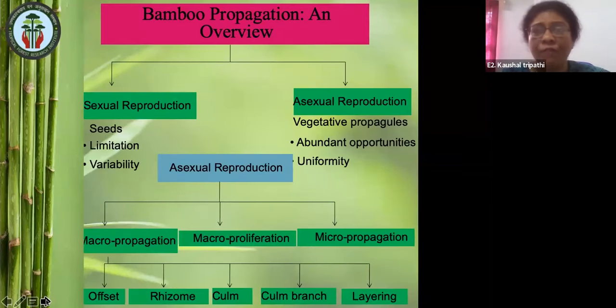So again, this is an overview of bamboo propagation. With seeds, we have limitations, and the plants which are produced will be variable because crossing over takes place, and the seedlings which result are not uniform. But through asexual reproduction, that problem is not there. The plants produced through vegetative propagation are uniform in nature. So I will be concentrating today on macropropagation. Next slide, please.